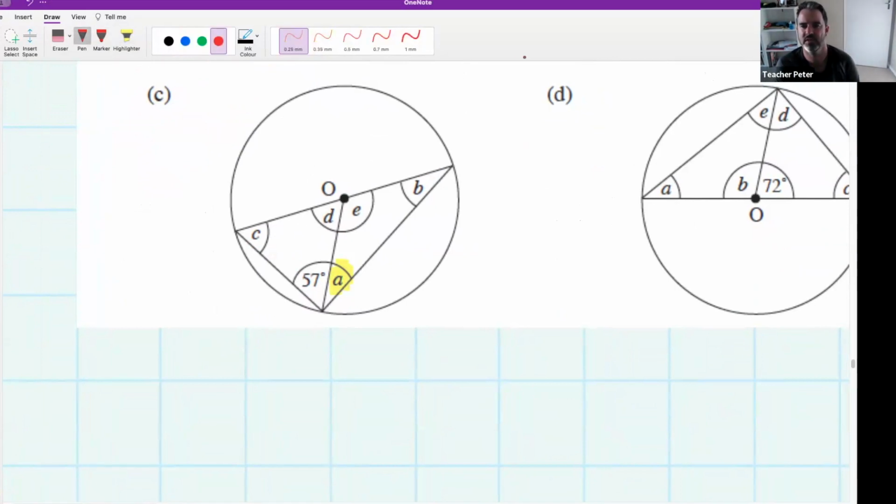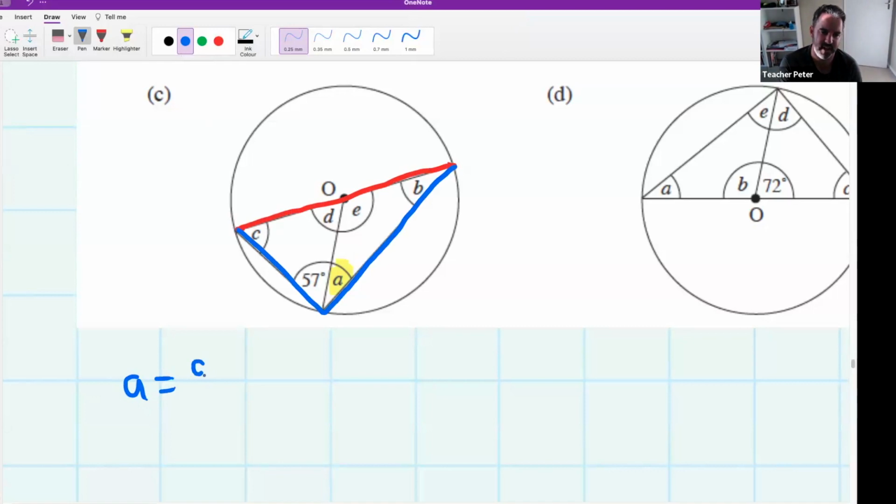So pop your answers in the chat if you are. You've got a diameter, which goes through the middle, and this makes an angle of 90 at the circumference. But there's already a 57 there, so you go 90 minus 57, and you will get 33. Okay, so that is 33.